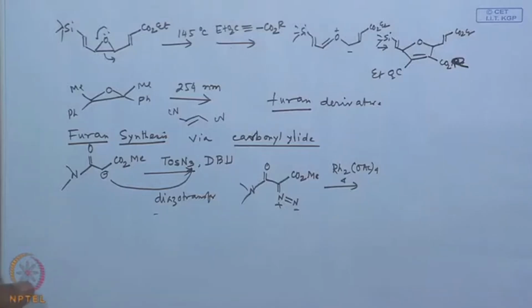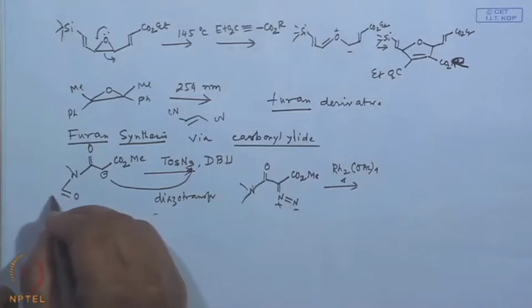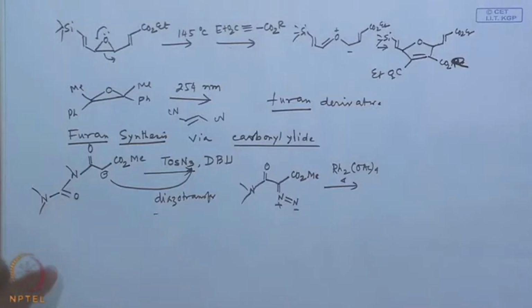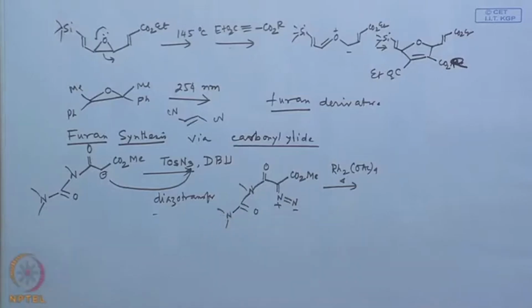Oh, sorry, I think I made a mistake here. Actually, it is not the malonate. It should be sort of an urea derivative. So, you have one more carbonyl up here.